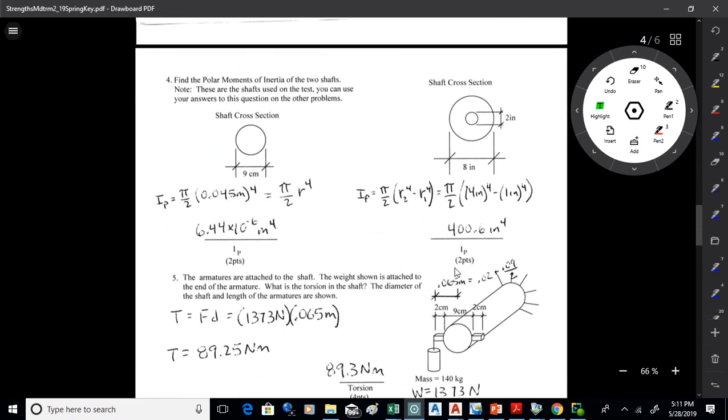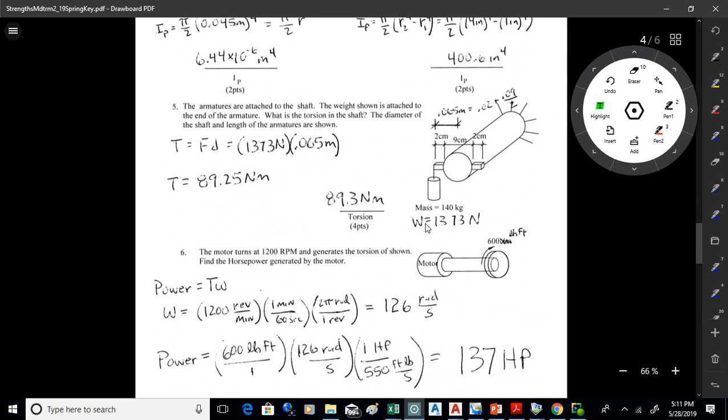All right, the next page here we find some moments of inertia: pi over 2 r to the 4 for a solid shaft, pi over 2 times (outer radius to the 4 minus inner radius to the 4) for a hollow shaft. For the next one there, we want to find the torsion. That's the moment about the center of the shaft. Half of 9 is 0.045 meters plus 0.02 is 0.065. Find the weight. That's 1373 newtons. Multiply that by the 0.065 distance. You get the torsion, 89.25.